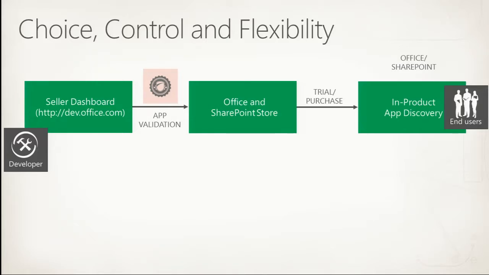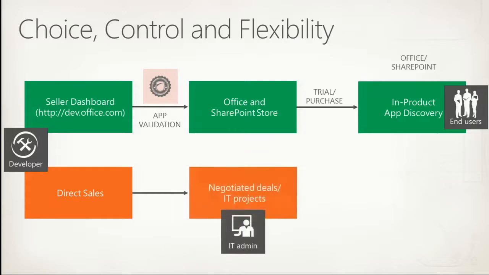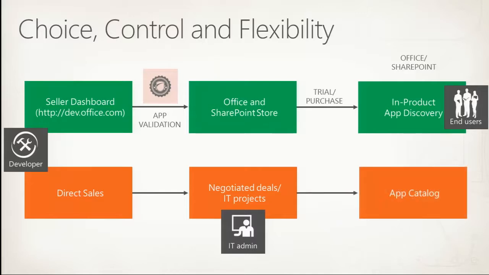The second way is direct sales, or a corporate developer that wants to build something for his organization. Specific needs that don't make sense to publish on the store. You can just go ahead and work with the IT department, so they set up the app catalog. And as you've seen, you just need to publish the app package or manifest file for both Office and SharePoint. And the discoverability is the same, whether the app comes from the store or the app catalog. It's a consistent way to discover and use apps for the users.